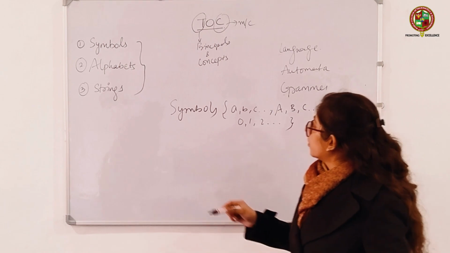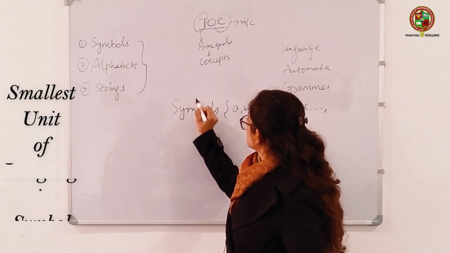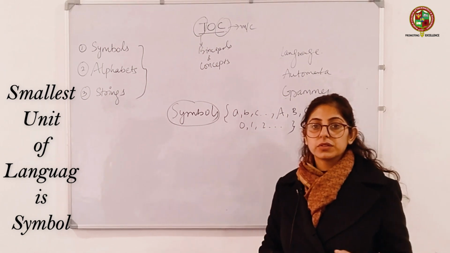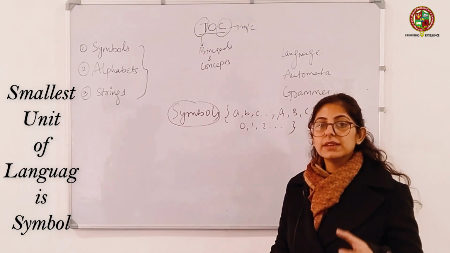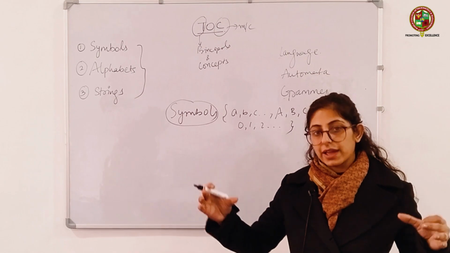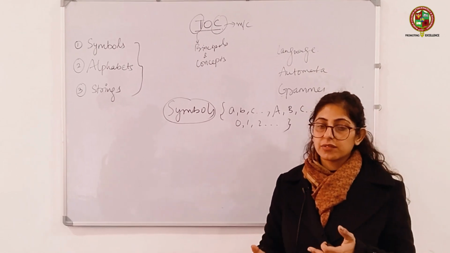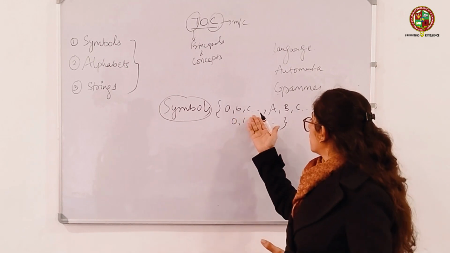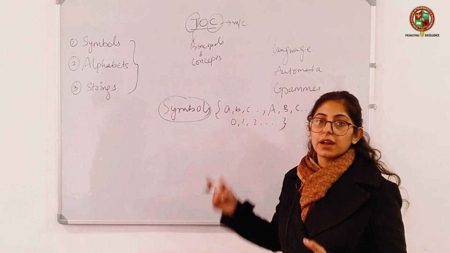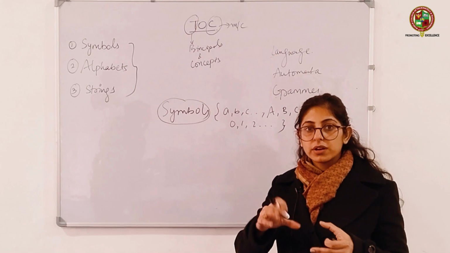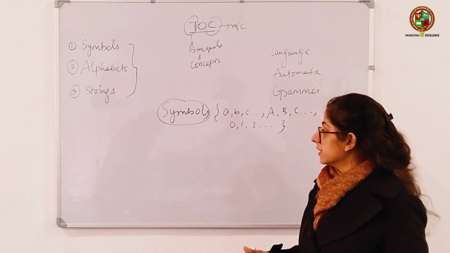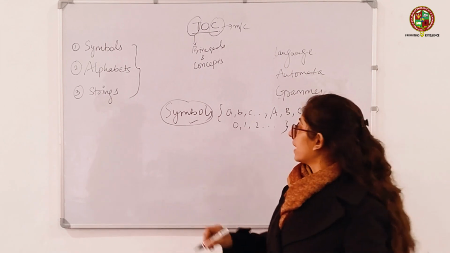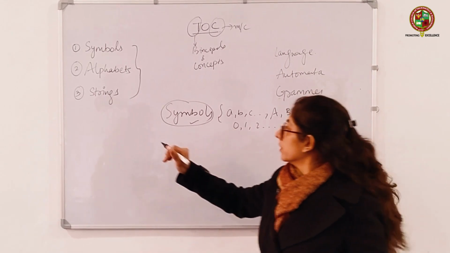Now the smallest unit of the language is also called the symbol. Why is it called the smallest unit? Because by using these symbols we form a language, just like our English language or any other local language. In the English language, we use small abc and capital ABC, and we form sentences or a language out of it. Similarly, we use these symbols to form a language. That's why it is called the smallest unit.